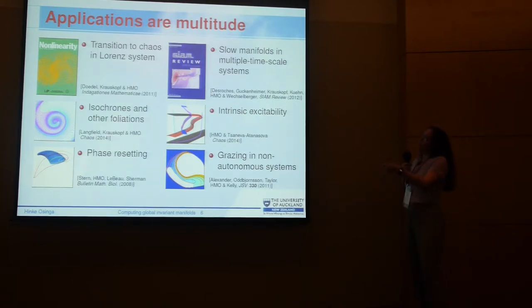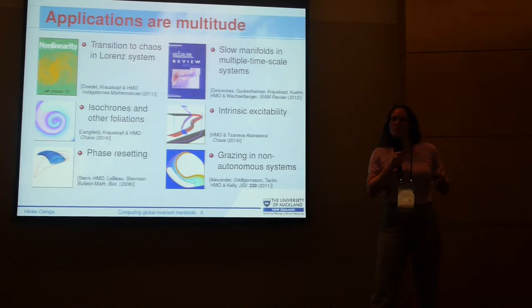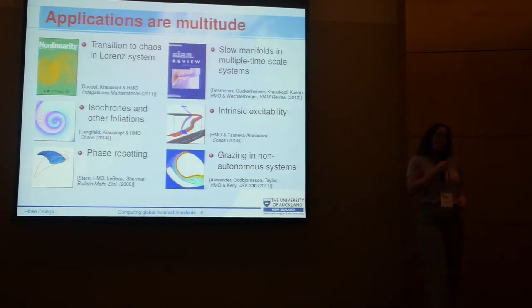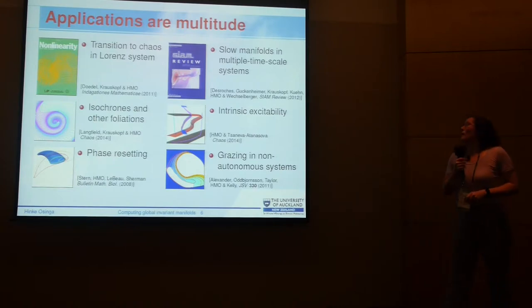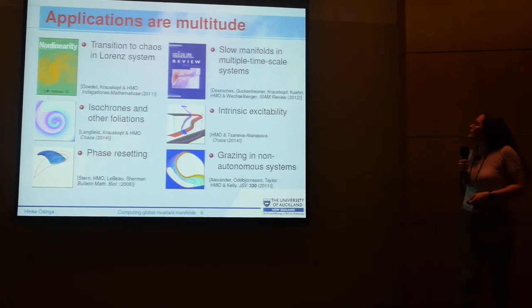The one that I put here is a transition to chaos in the Lorenz system. Well, you could say the Lorenz equations, don't we know everything about it? No, we don't. This is a publication that actually appeared, but there is more to come. It's a very exciting area, but here we're calculating stable manifolds and other manifolds in the Lorenz equations. But of course this transition to chaos could be relevant in other contexts.